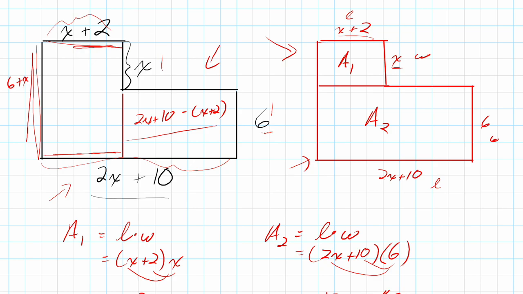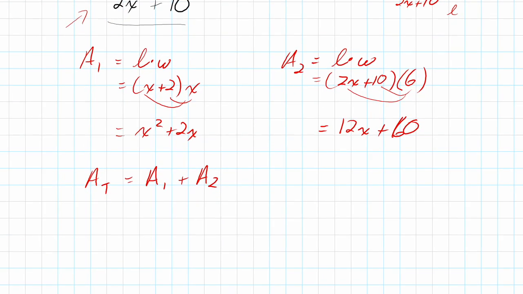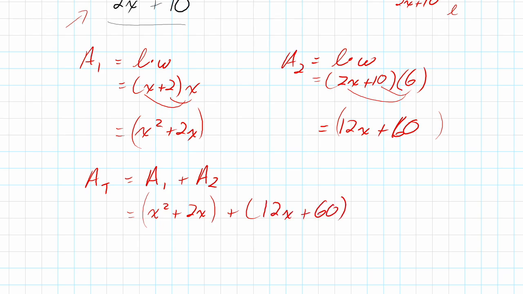Great. Those are the areas that represent each part, but to get the full area, I have to add those two together. So the very last step here is we'll call it total area, or area of t, is equal to area 1 plus area 2. And we're just going to substitute what we have for those. Area 1 is that piece there, which is x squared plus 2x, okay? And then area 2 is what we have over here, 12x plus 60. Because this is a positive, when you distribute, nothing changes. So we can just drop the brackets.